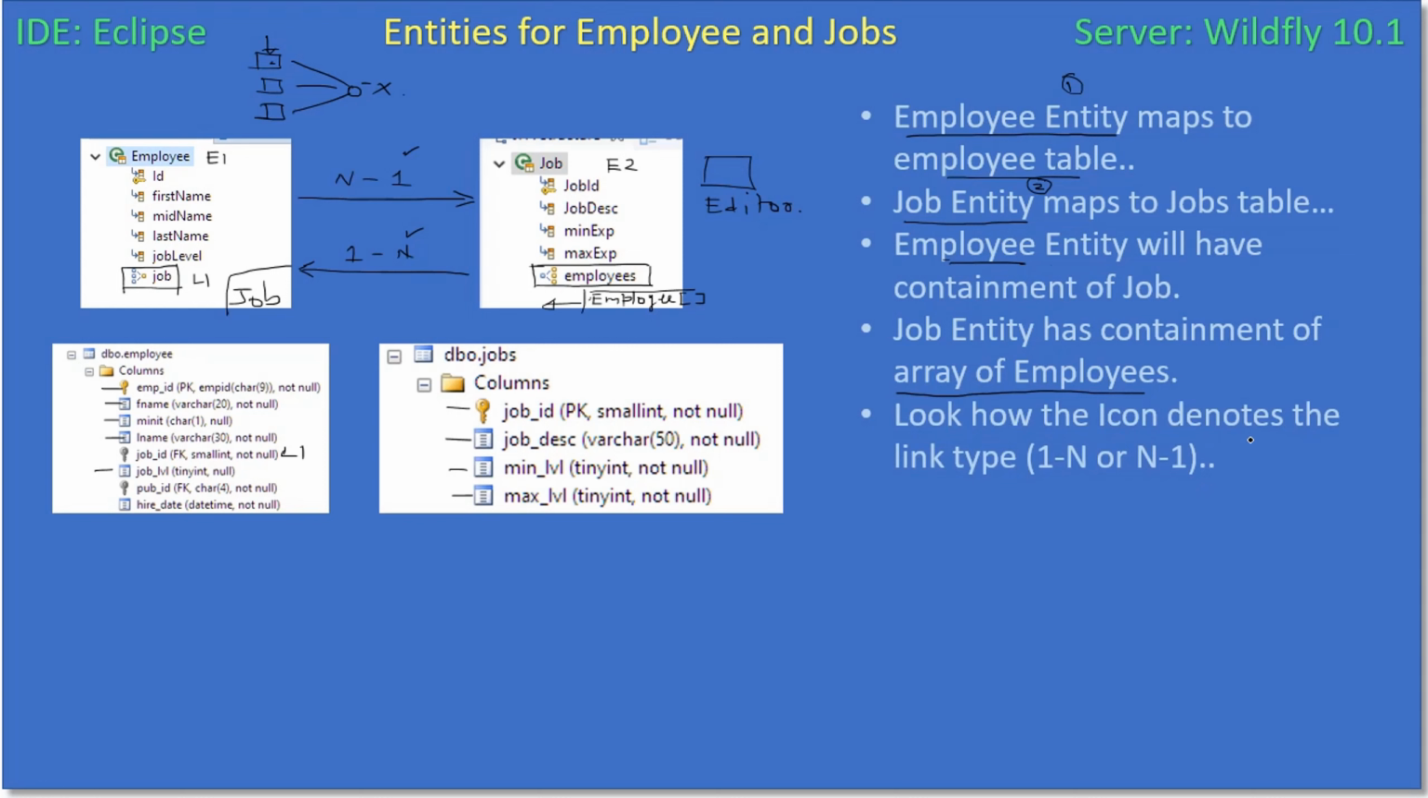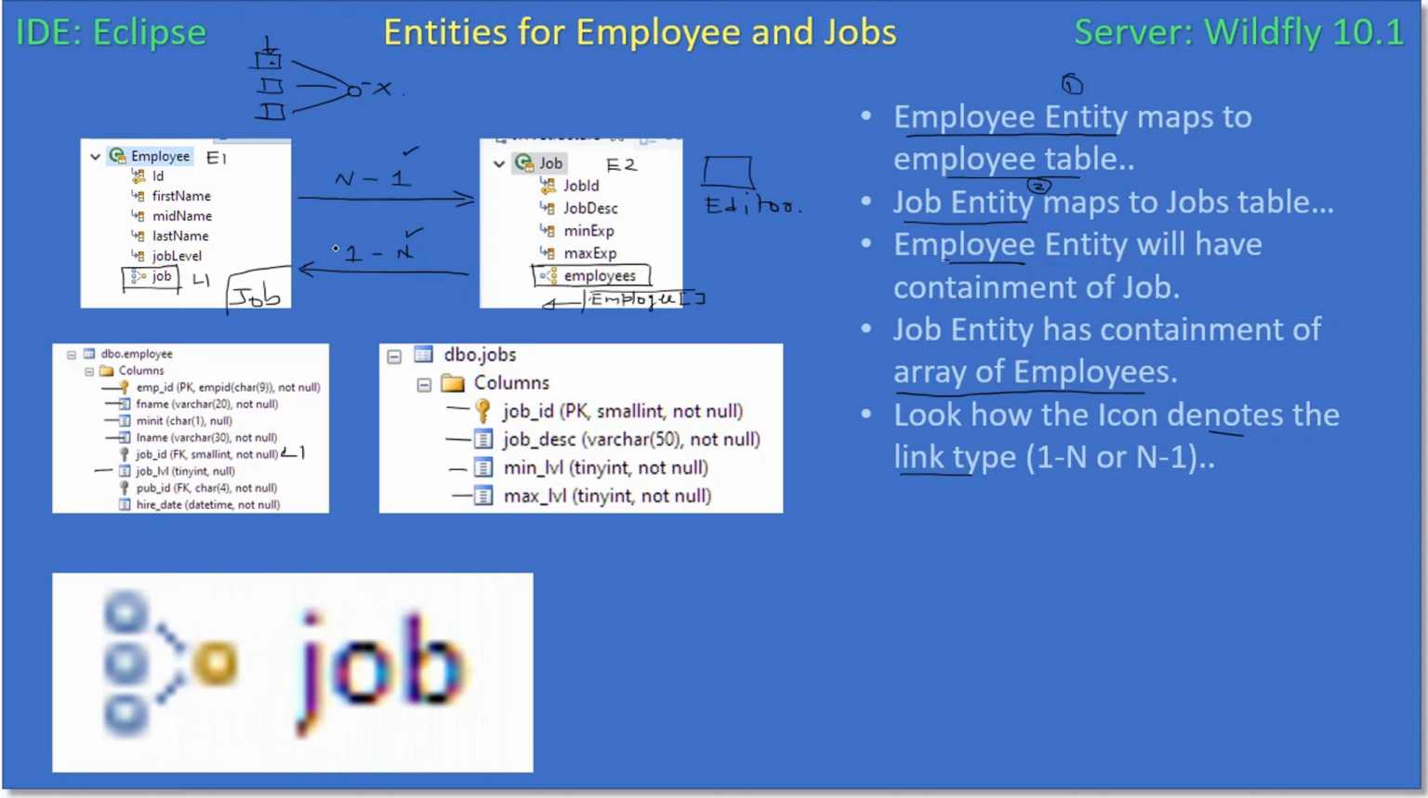Look how the icon denotes the link type. When you create the entity, this is the link type. If you want to see it in a bigger way, E1 is the employee 1 entity, and here many employees, M1, M2, M3, are all mapping to a single job. So this is a job. Many employees pointing to a single job, that's what this icon denotes. It's just zoomed out here.